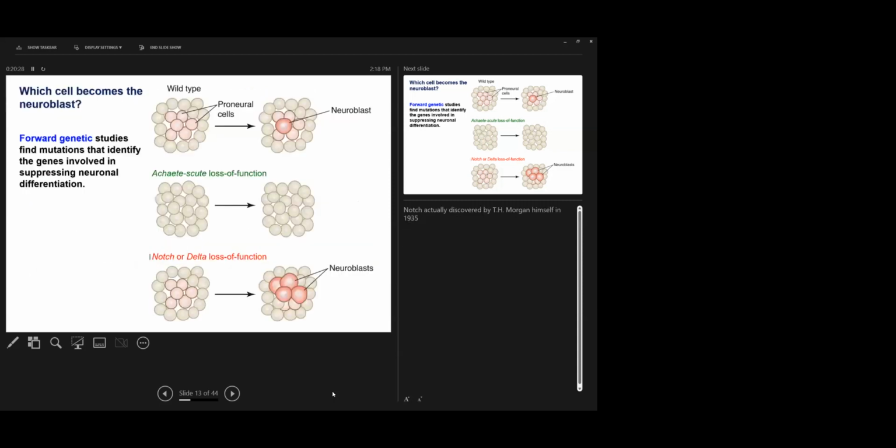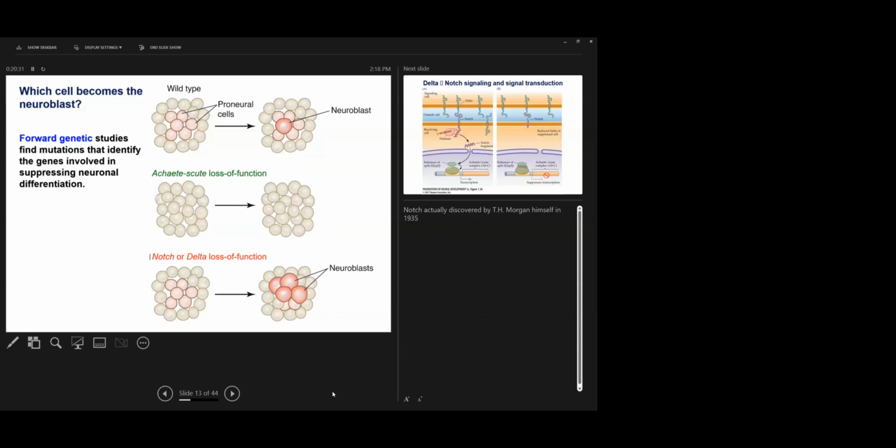The next experiment people have done identified a set of genes required for the development of a neuroblast. Two sets of gene studies have been done in the past. One is the Achaete-scute loss of function mutant, and the other is the Notch Delta loss of function mutant. When they mutate the Achaete-scute complex or the Notch Delta pathway, they found that the neuroblasts are not formed, so these are the factors required for neuroblast development in Drosophila.